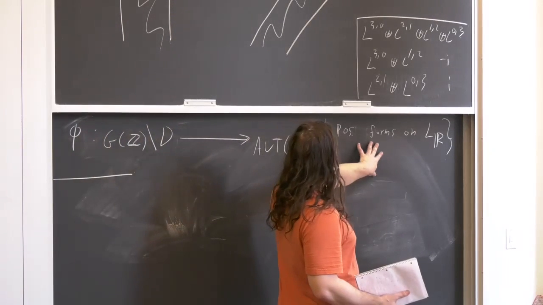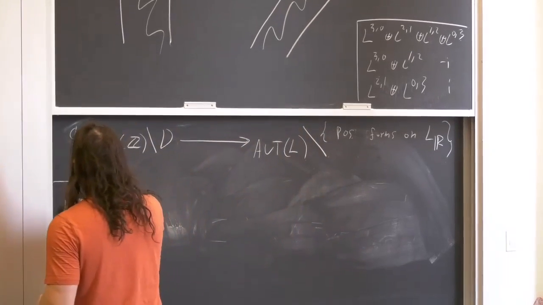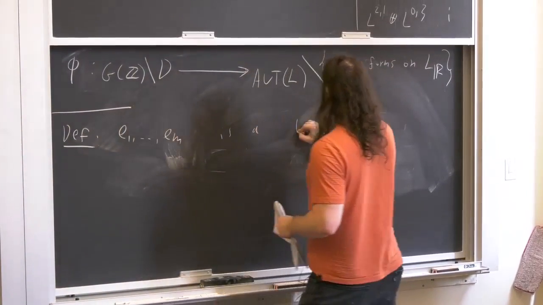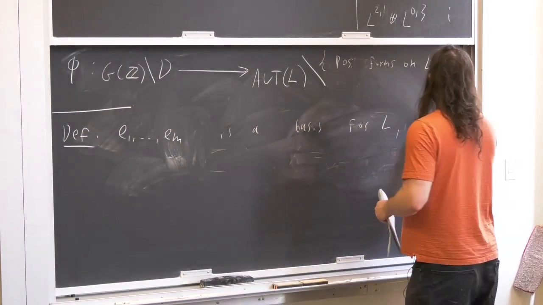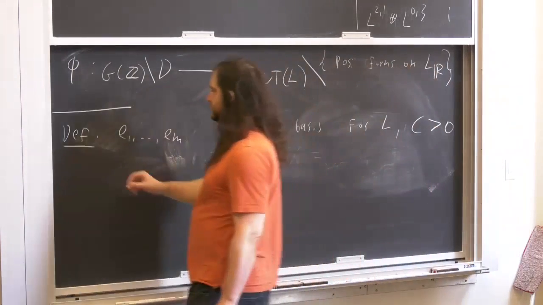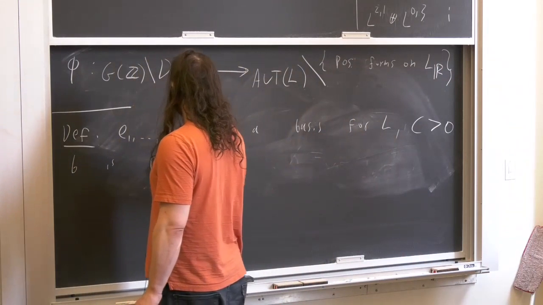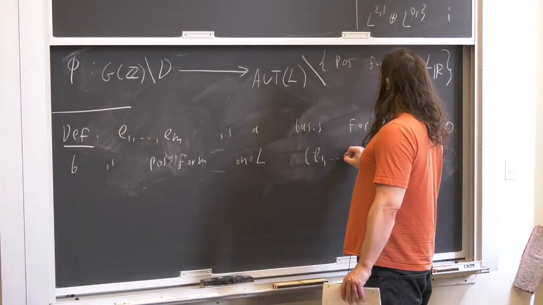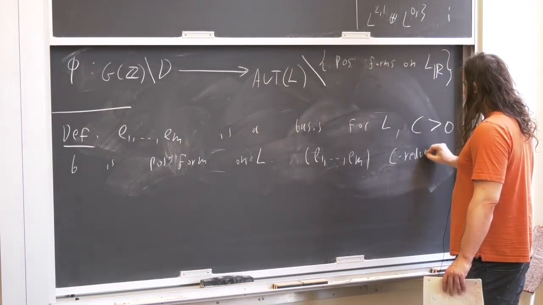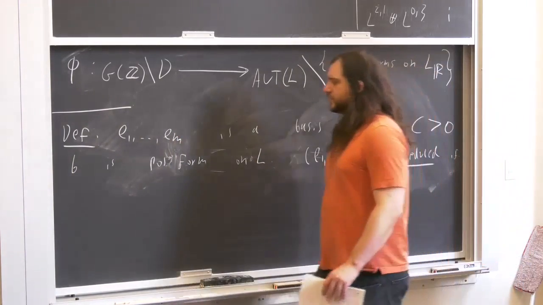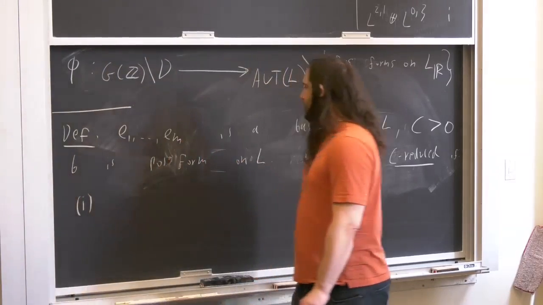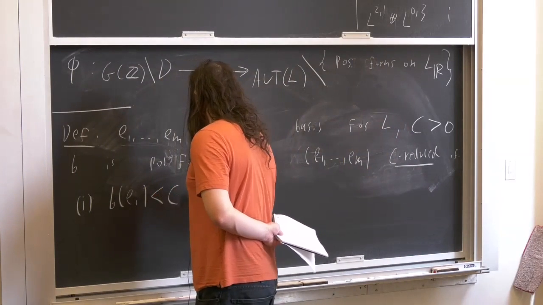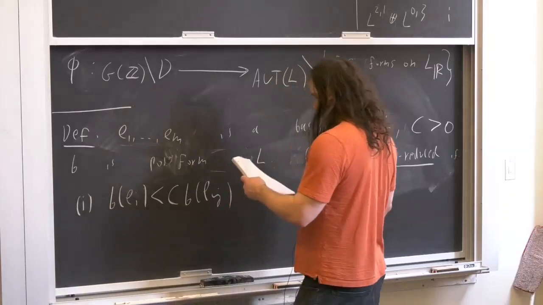Okay, let me describe what our fundamental set on this space will be. So suppose e_1 through e_m is a basis for L, and c is some constant bigger than 0. And let's say B is a positive quadratic form on L. We say that this basis, e_1 through e_m, is c-reduced if the following holds. We have two conditions. The first is we want these to be roughly ordered. We want B(e_i) to be less than c times B(e_j) if i is less than j.